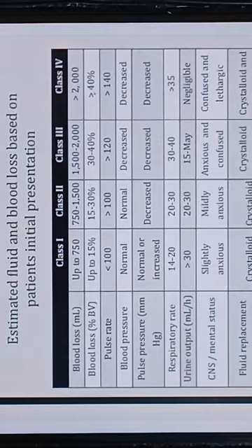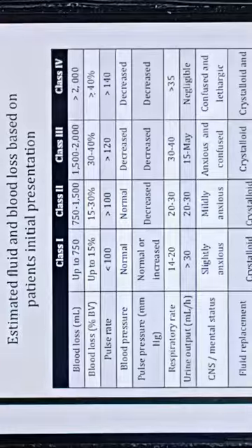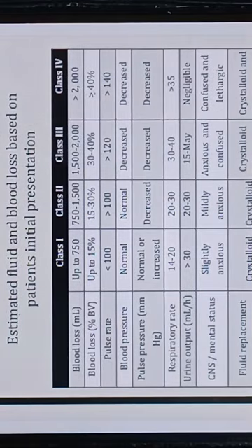Pulse rate is less than 100, greater than 100, greater than 120, and greater than 140. Blood pressure is normal in class 1 and class 2, and decreased in class 3 and class 4. Pulse pressure is normal or increased in class 1, and decreased in the remaining classes. Respiratory rate is 14 to 20, 20 to 30, 30 to 40, and greater than 35. Urine output is greater than 30 ml per hour in class 1, 20 to 30 ml in class 2, 5 to 15 ml in class 3, and negligible in class 4. CNS mental status is slightly anxious, mildly anxious, anxious and confused, and lethargic. Fluid requirement is crystalloid in class 1 and class 2, and crystalloids and blood products in class 3 and class 4.